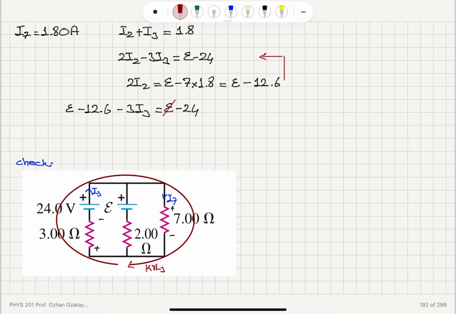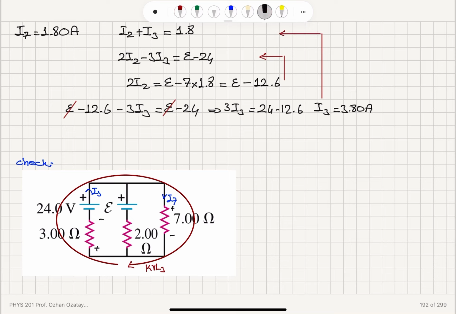So these epsilons will cancel, and I can rewrite this as 3I3 is equal to, this 24 will go to the left hand side as plus 24, 24 minus 12.6. So that gives me I3 is equal to 3.80 amperes.